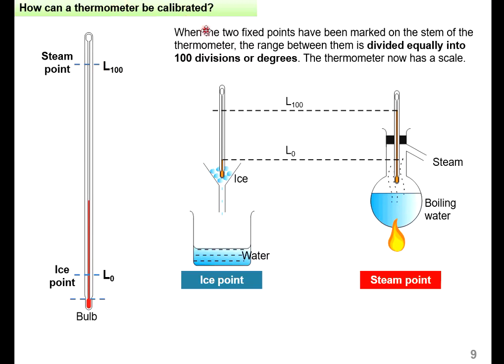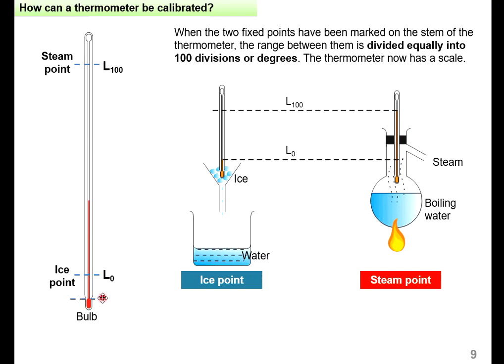So when the two fixed points have been marked on the stem of the thermometer, the range between them is divided equally into 100 divisions, because the ice point is at 0 degrees Celsius and the steam point is at 100 degrees Celsius.